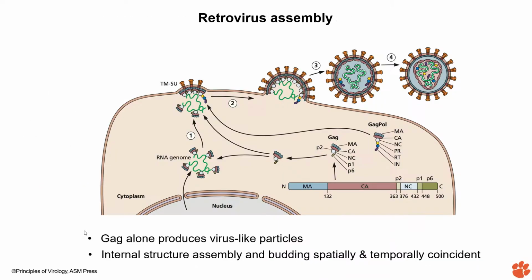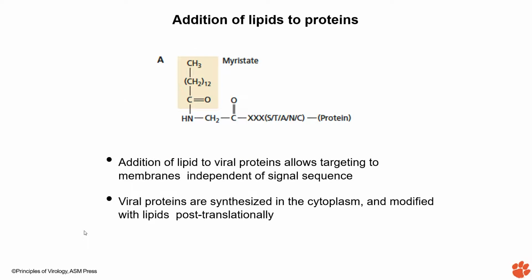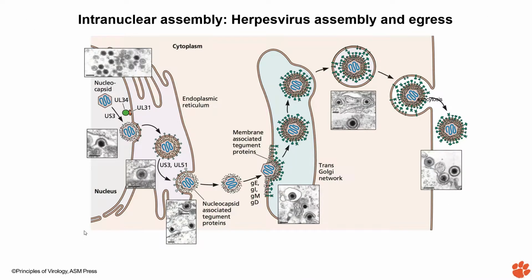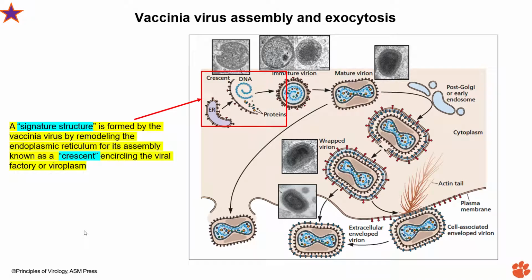All right, so right here, we are good. Not asking anything from here. You can see that we skipped all the way to the vaccinia virus right here. There is a signature structure that is formed from the endoplasmic reticulum while the vaccinia virus assembles. And this is a crescent. This is the word that is important. This is a signature structure, a crescent, which encircles the viral factory or the viroplasm to make the immature virion.